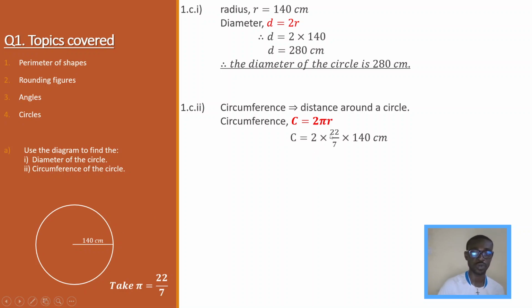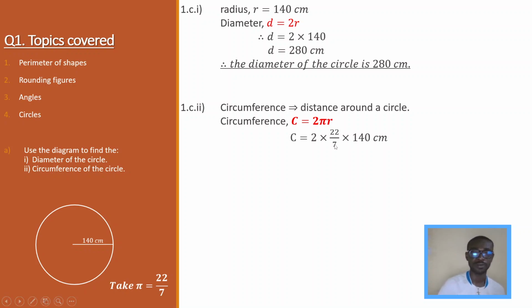This is 2, then the 22/7 is for pi. So 2 times pi times r. That is 2 times 22/7, which stands for pi, and then the radius, that is 140 centimeters. You write it here.